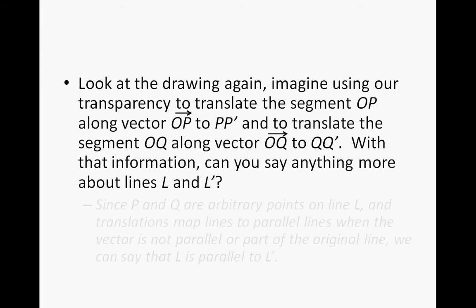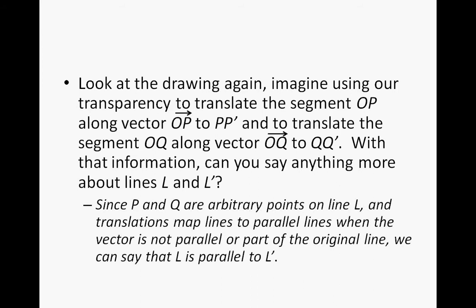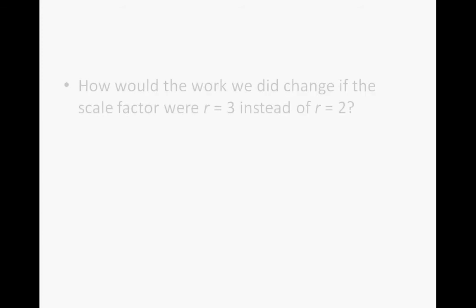All right, you should have written, since P and Q are arbitrary points, translations map lines to parallel lines, so that means L and L prime would have to be parallel. So that's another thing we can say about mapping a line to a line, is that they will continue to be parallel.